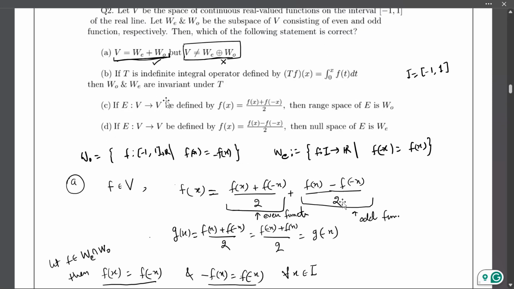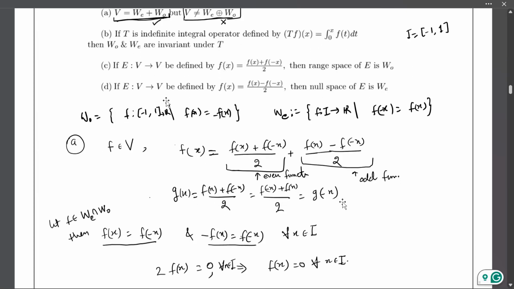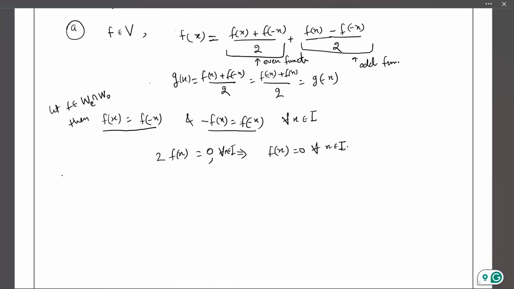Okay, so what about option B? Option B says the indefinite integral operator, integration from 0 to x of f(t), and W_o and W_e are invariant under T. So let's see about W_o, if it is invariant or not. I suppose it should be wrong. Take something in W_o, f here, and we want to show Tf belongs to W_o, question mark.